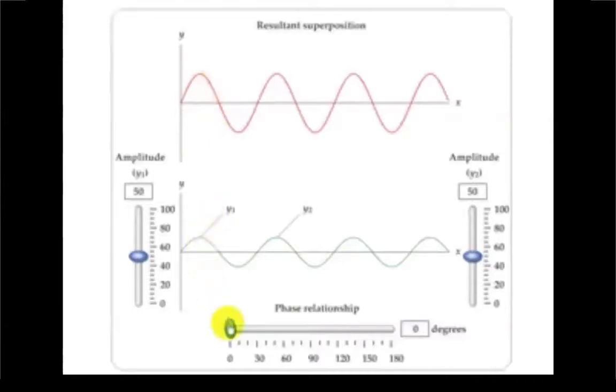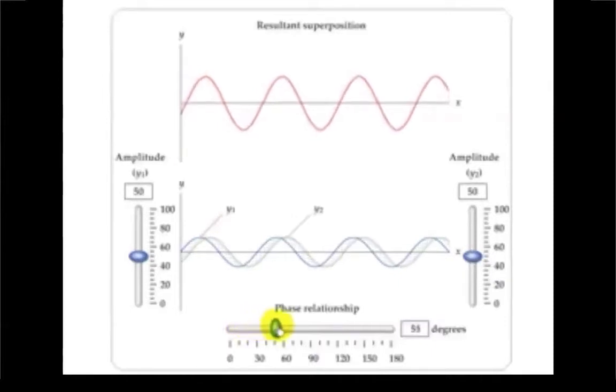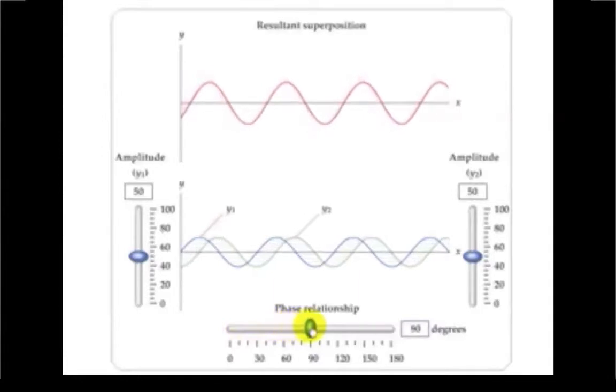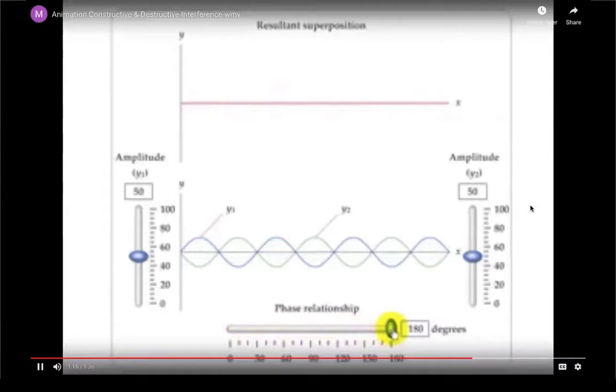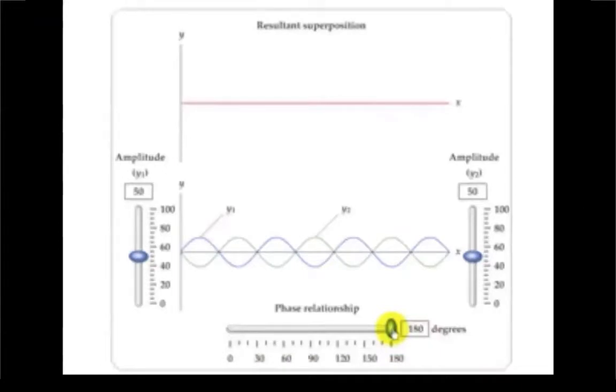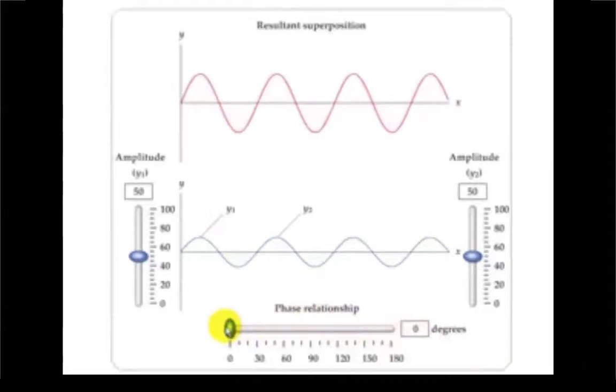If I come down and I start to move them so that they are out of phase, we can watch the top of the graph, and we can see that the resultant of these two waves, when they're added together, starts to change. And so it gets smaller and smaller and smaller. Eventually, when they are exactly out of phase with one another, we get destructive interference and we have a resultant wave of zero. So when they are out of phase by 180 degrees, we get a resultant of destructive interference with zero amplitude. And if we move it back up to where they're in phase, we get constructive interference and we get the maximum amplitude.